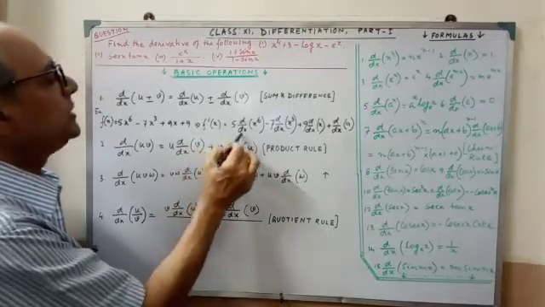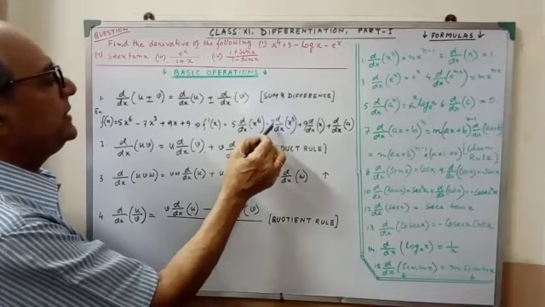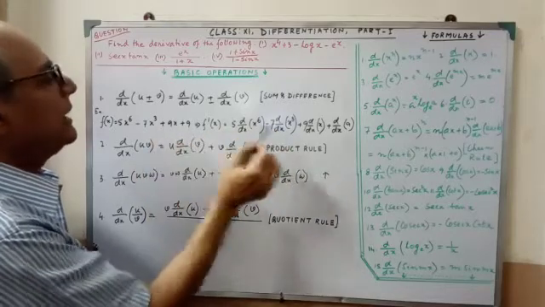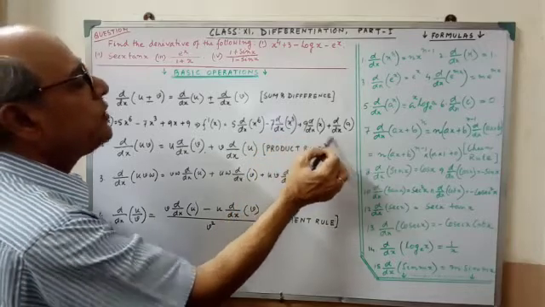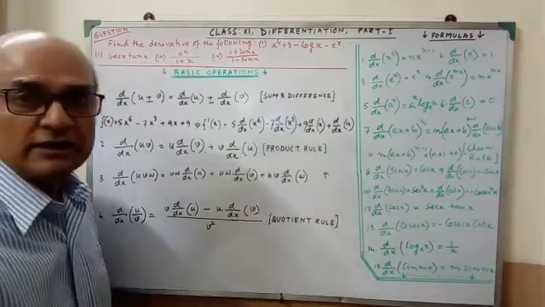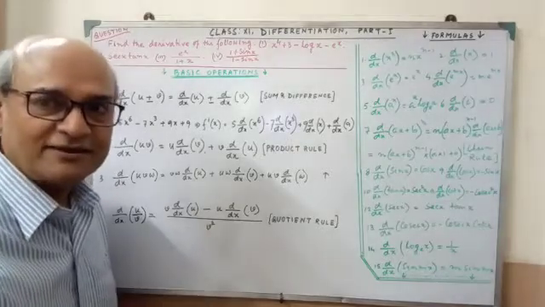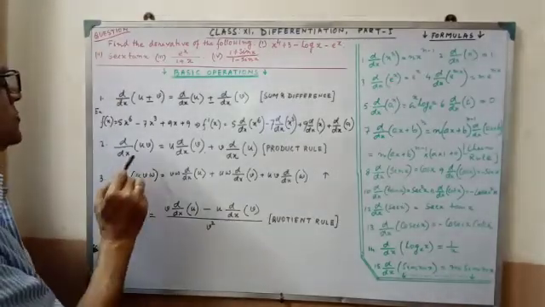See, 5 into d by dx of x to the power 6. Similarly, minus 7 will come before differentiation, then x cube. In this way, you have to separate the terms, taking the constant before differentiation. I think it is clear. Now the product rule. This is known as product rule.